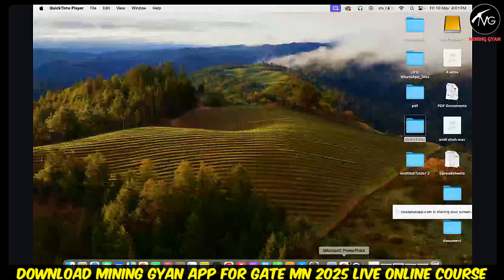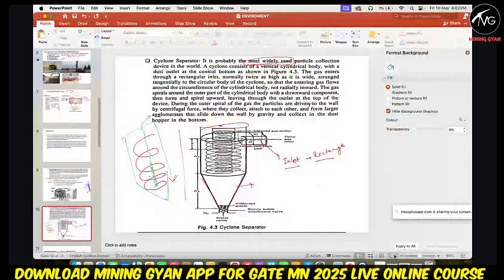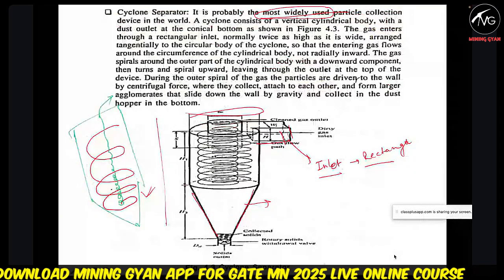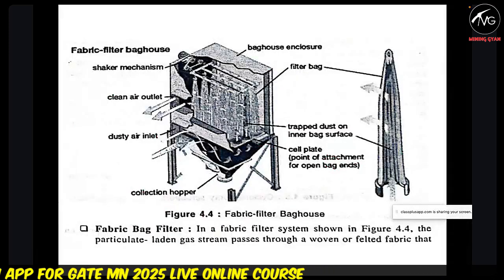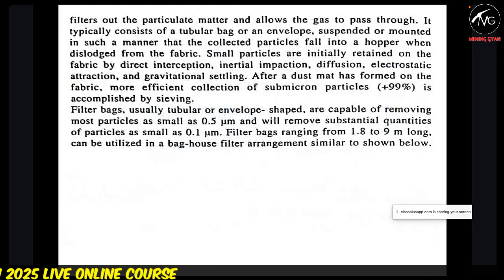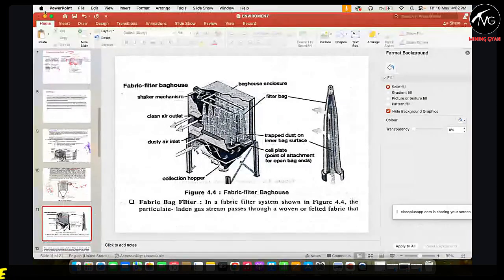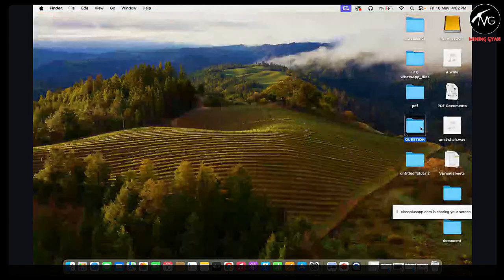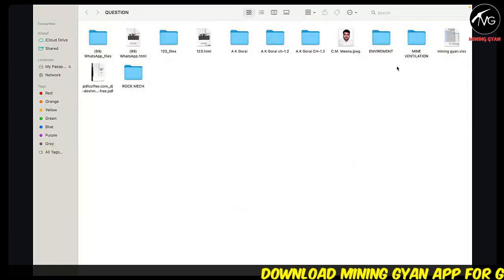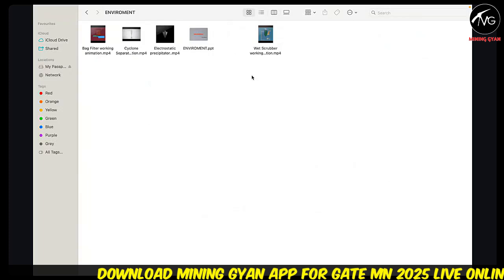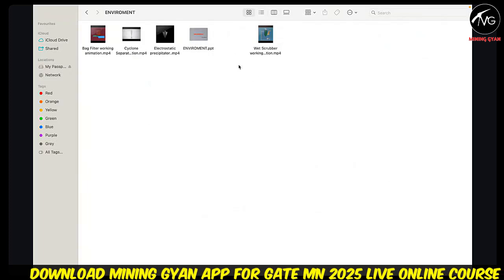This is your cyclone separator and fabric bag filter. This is the fabric bag filter. We will see a video on the fabric bag filter also. In the textbook they just give a name and explain in 20 to 30 lines. So you will get more detail in your environment class.